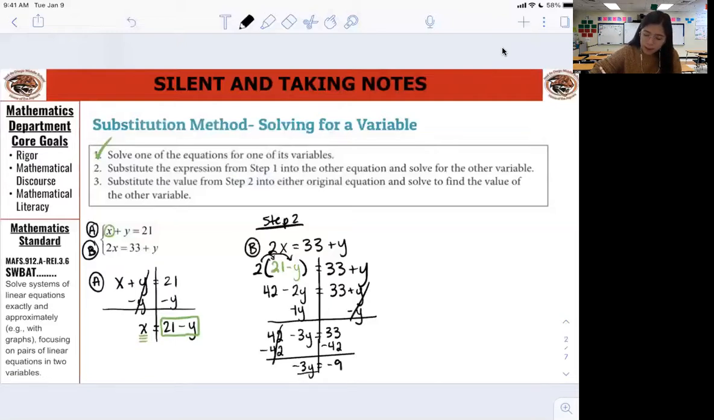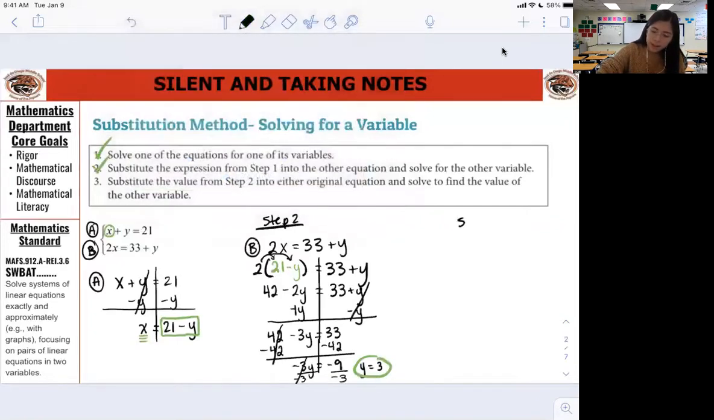Now I divide by negative 3 on both sides. Negative 9 divided by negative 3, a negative divided by a negative is a positive, so I get y equals 3. Step 2 is complete.